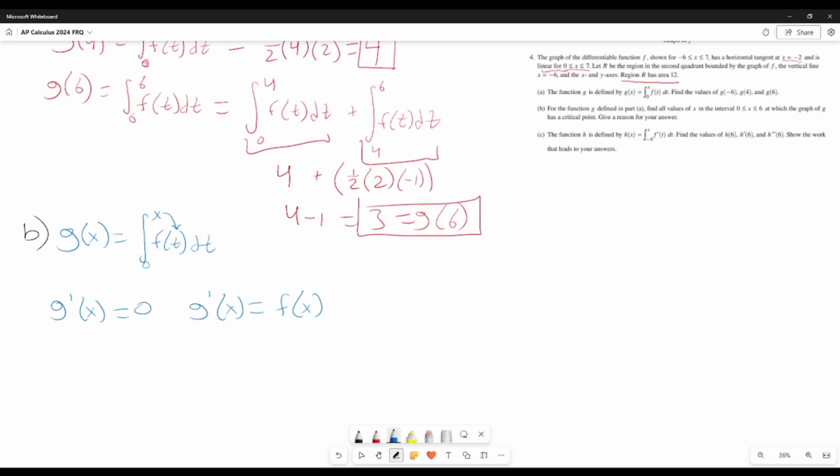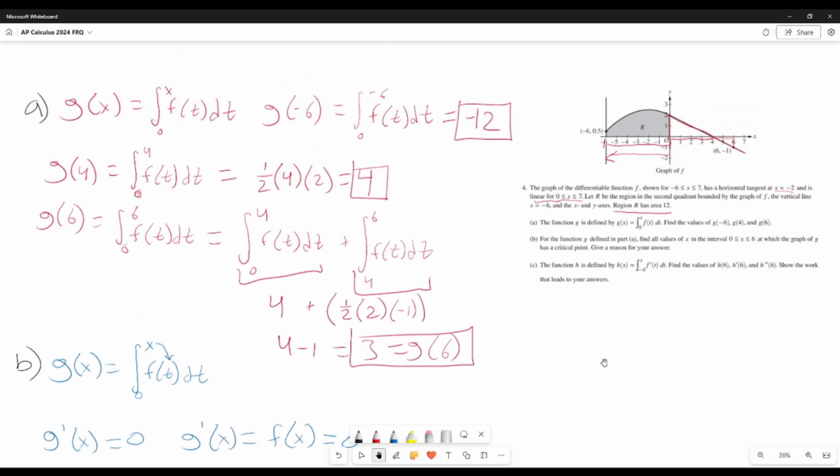So we know that g prime of x equals f of x. So we need to find where f of x is equal to 0. Let's go ahead and scroll back up to our graph here. We know that f of x is equal to 0, and it asks us from 0 to 6. Well, the only place where f of x equals 0 is at x equals 4.